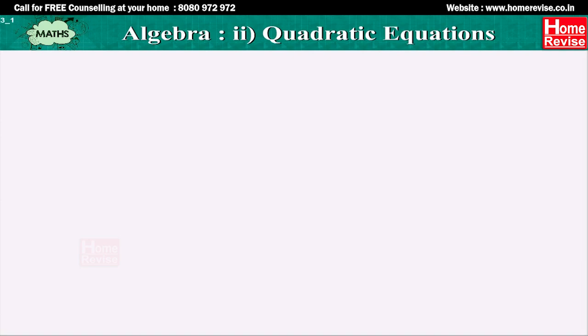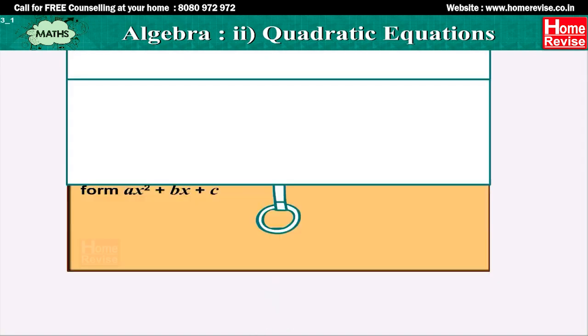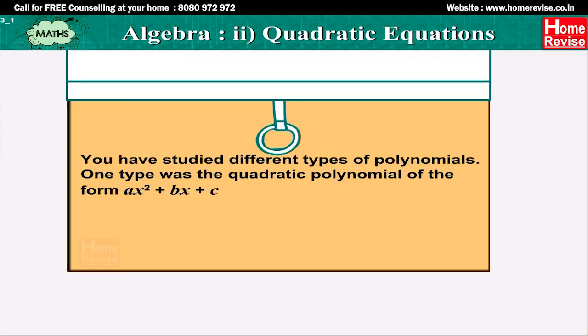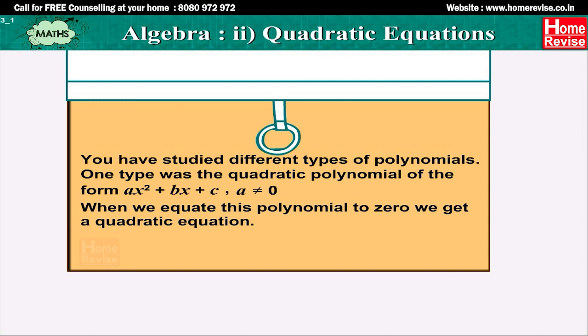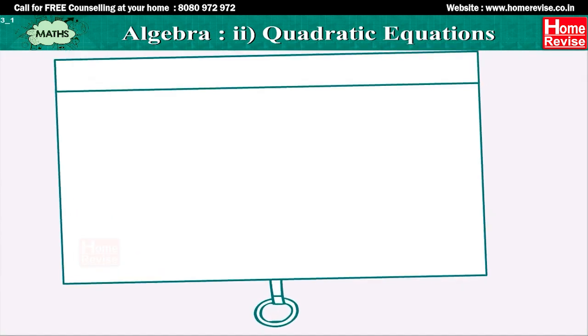Algebra. Second, quadratic equations. Introduction. Dear friends, you have studied different types of polynomials. One type was the quadratic polynomial of the form ax squared plus bx plus c, where a is not equal to 0. When we equate this polynomial to 0, we get a quadratic equation, that is, ax squared plus bx plus c is equal to 0.